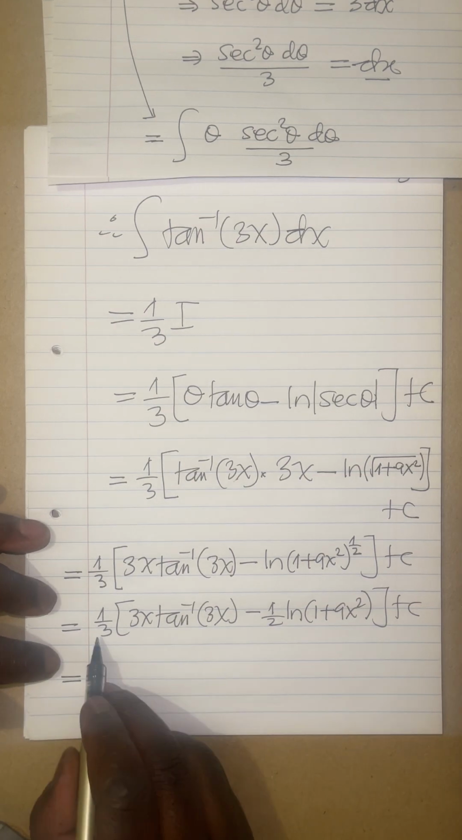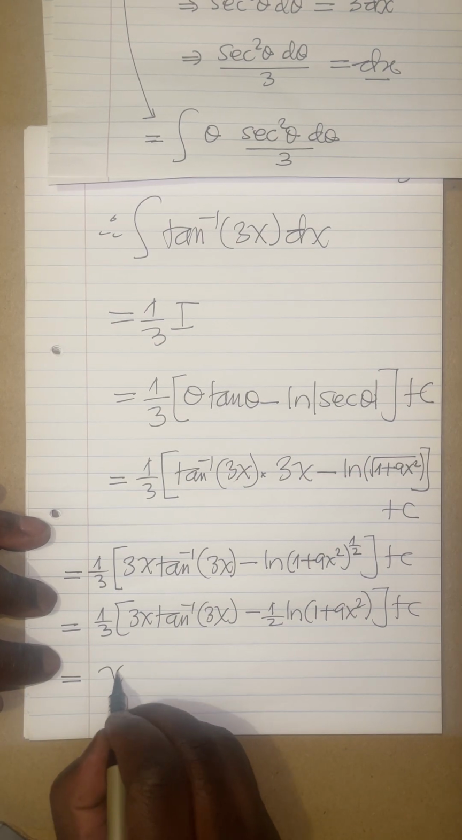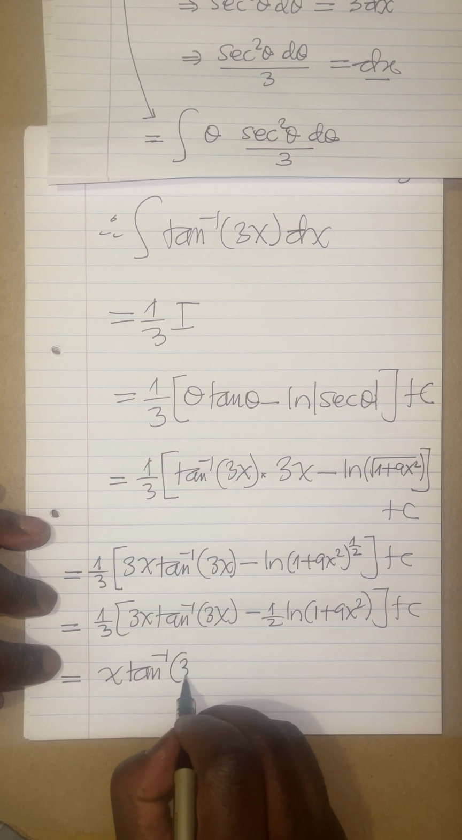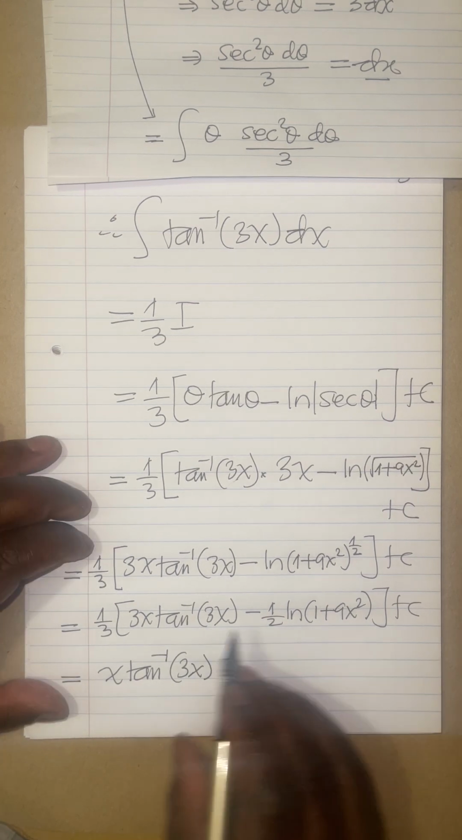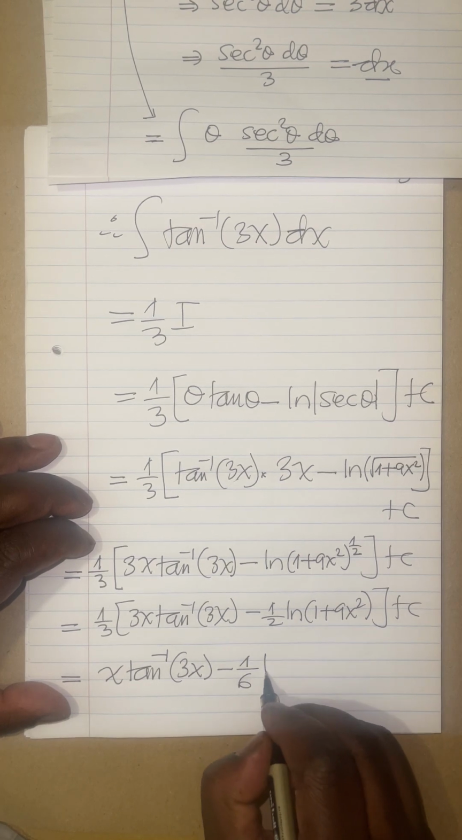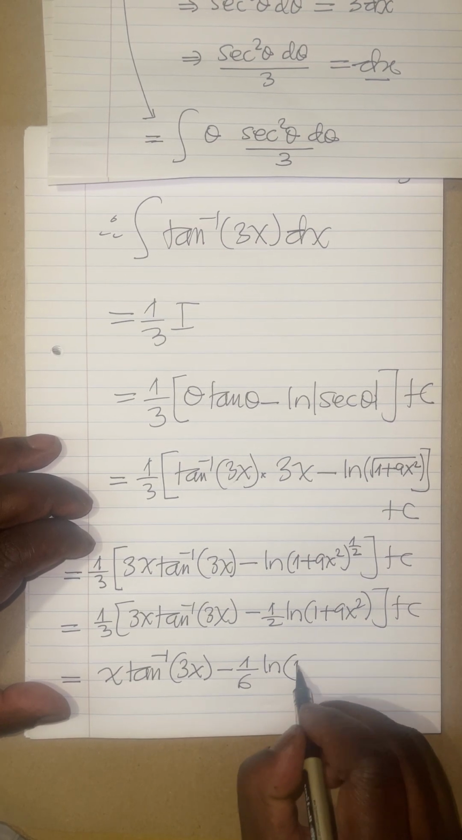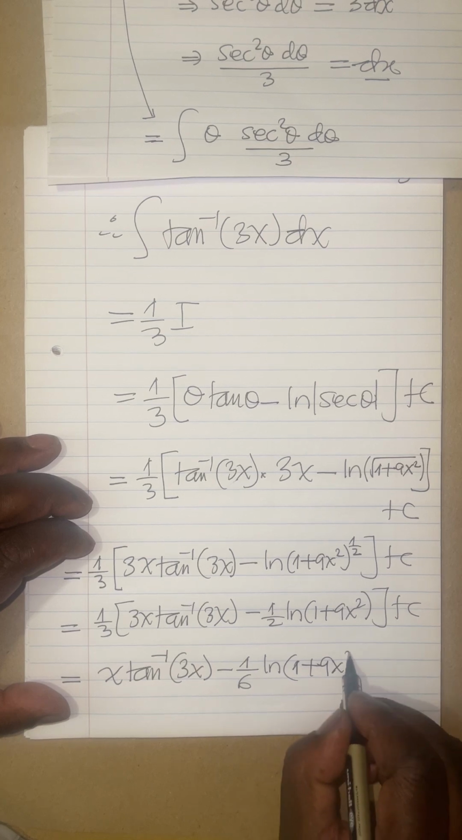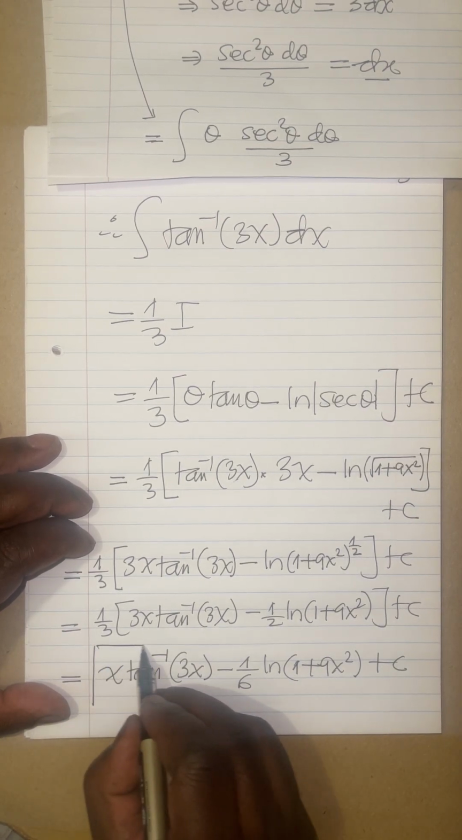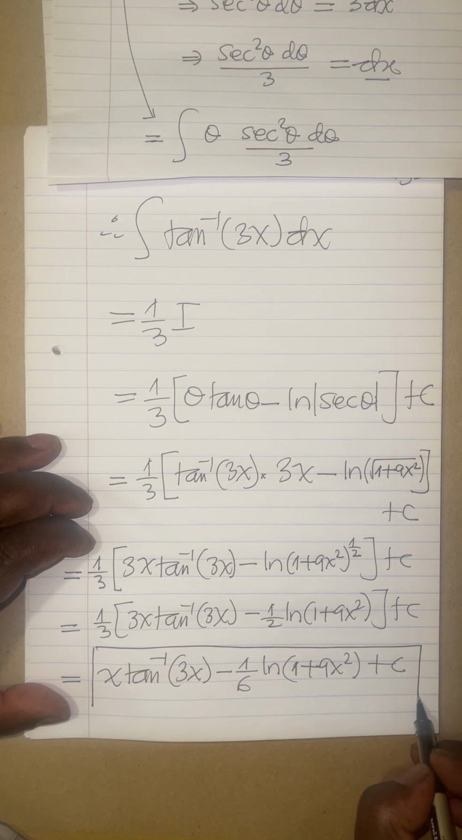So my final solution is going to be, the 3's cancel here, I'm going to get x, and then tan inverse, or inverse tan of 3x, and then I'm going to have 1/3 times half is 1/6, and then natural log of 1 plus 9x squared, and then plus C. So this is my final solution to this question here.